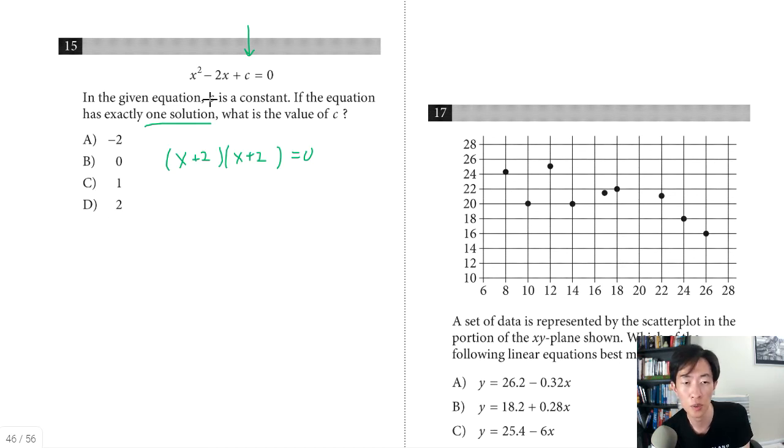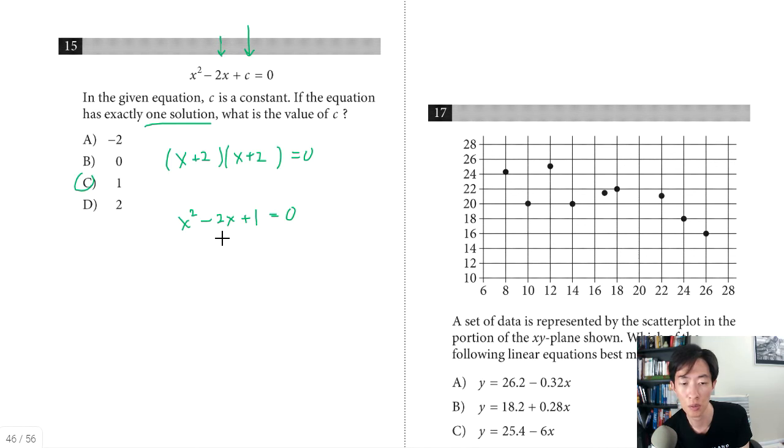So how do you complete the square? The quick and dirty way is to take the b term, that's the linear term, divide by 2, and then square it. So negative 2 divided by 2 is negative 1. Square negative 1, and that's positive 1. So when we complete the square, we get x squared minus 2x plus 1 equals 0. And so C has to be 1 in order for this to have one solution.